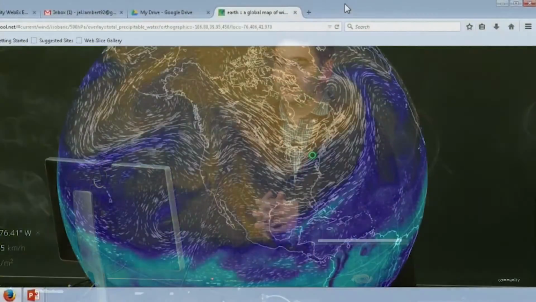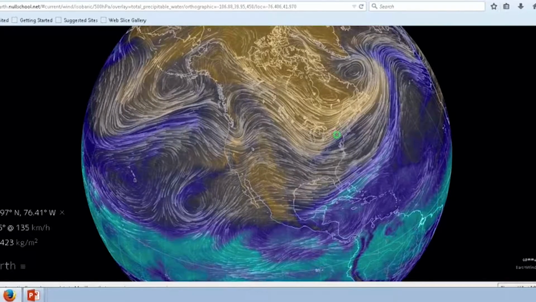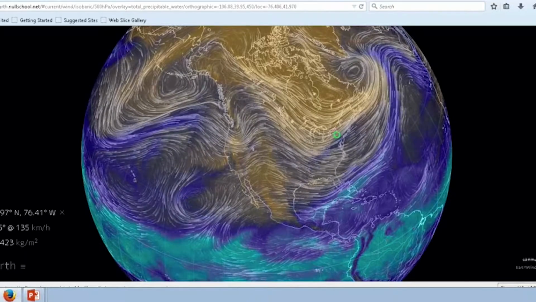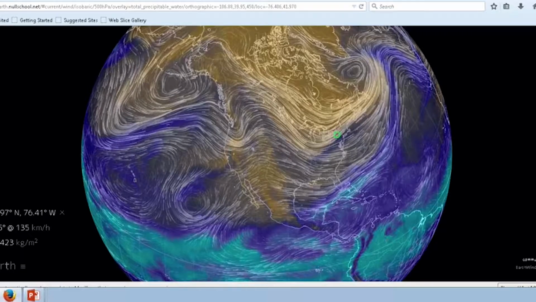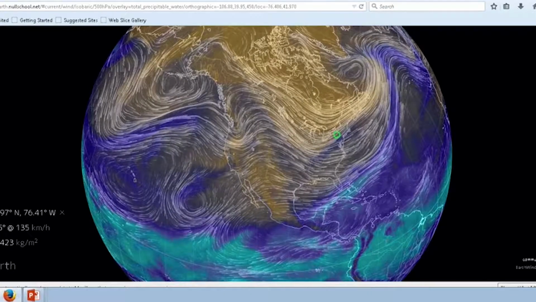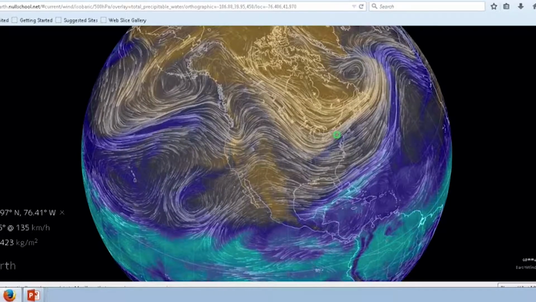So this is an animation, and for those on the WebEx, if you Google Null School and climate, you get this animation. I think it's really cool. What it's showing is an animation of a global climate model. And what we're looking at is winds in the middle of the atmosphere, basically circulation across the globe. And that little green dot is about where we are.